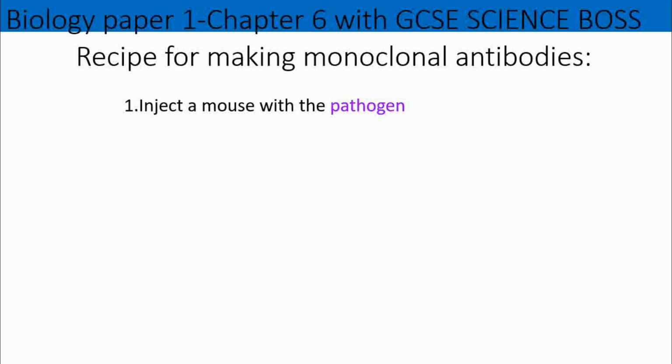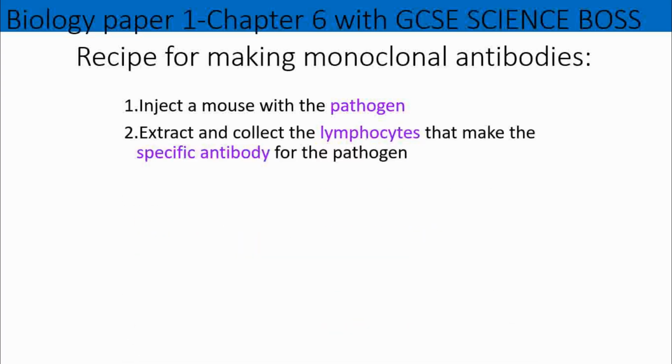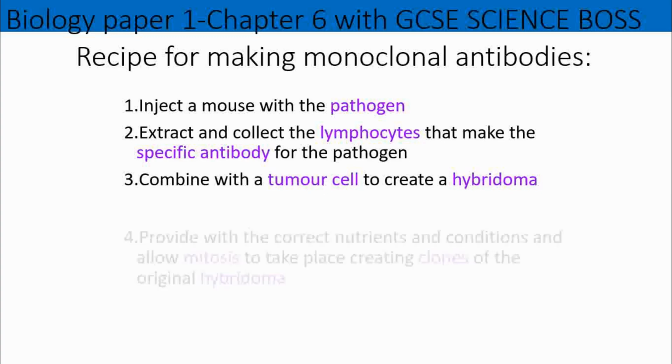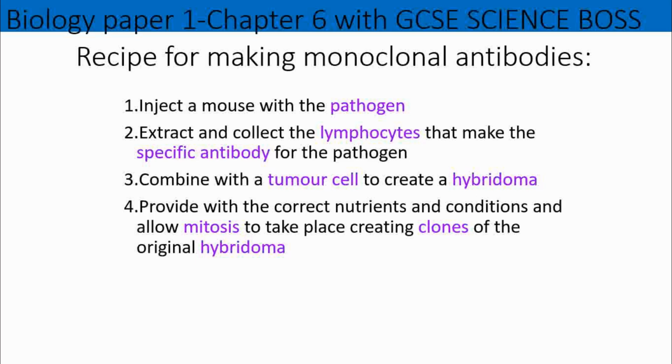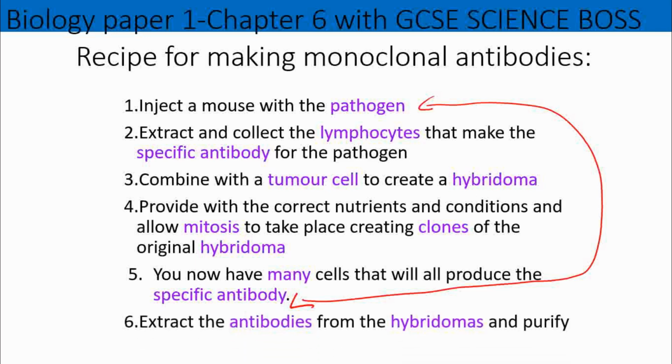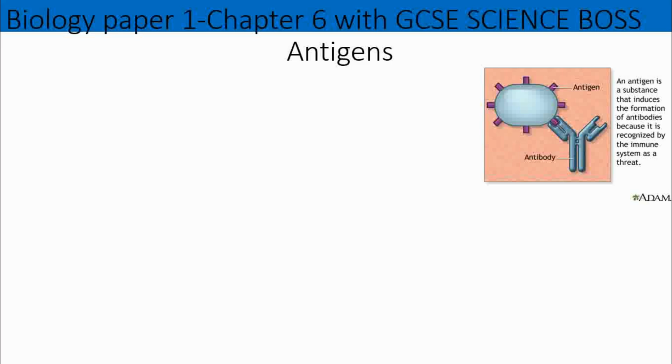You inject the mouse with a pathogen. You extract and collect the lymphocytes that make the specific antibody for that pathogen. After that, you combine it with the tumor cell, which then makes a hybridoma. The hybridoma can then be cloned and is allowed to reproduce by mitosis. Because of that, you're now going to have lots and lots of that specific antibody which was triggered by that pathogen. And because you now have that specific antibody, you can extract it and purify it from the hybridoma.